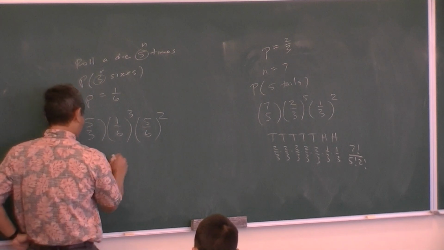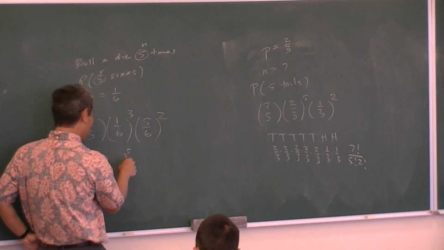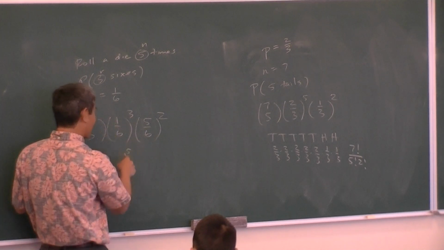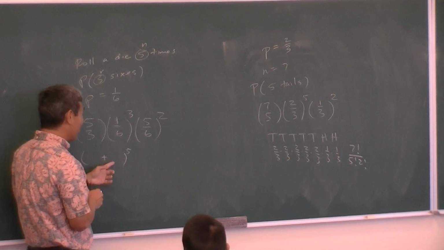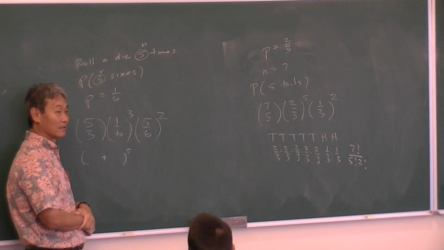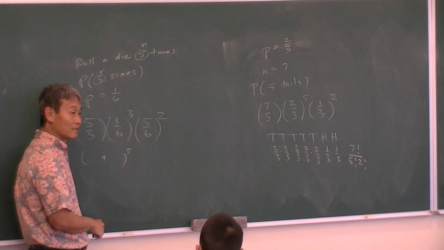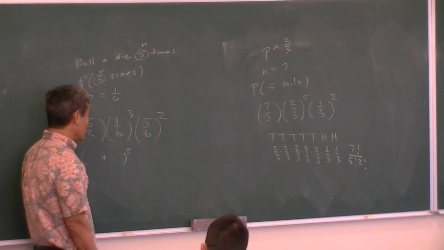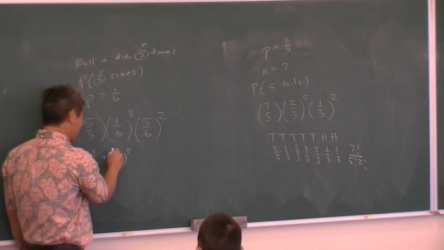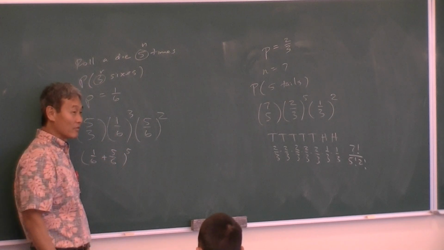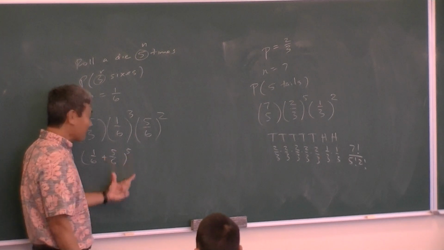Okay, so when you expand a plus b to the 5th, this is one of the terms, but what is a and b? What are we expanding to get this? 1/6 plus 5/6 to the 5th. That's exactly what we're doing. We're expanding this to the 5th power.